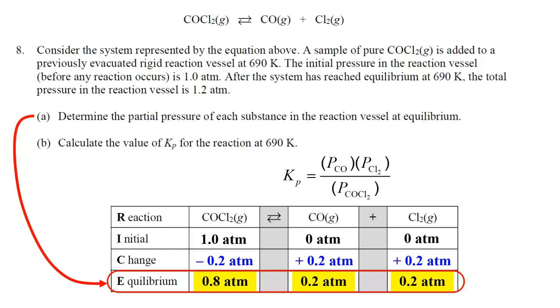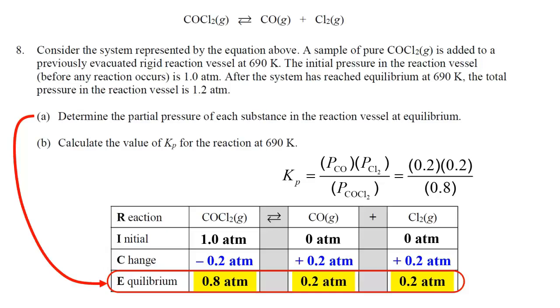It's going to be products over reactants, and because it's Kp, we're going to do this in terms of partial pressure, where the partial pressure of each gas is in units of atmospheres. So we have the partial pressure of CO times the partial pressure of Cl2 divided by the partial pressure of COCl2. And all of these are raised to the first power because all of the coefficients are 1. So 0.2 times 0.2 divided by 0.8.